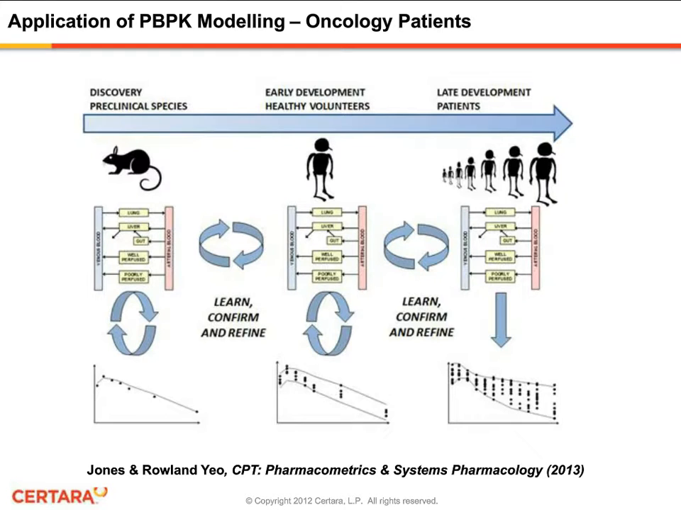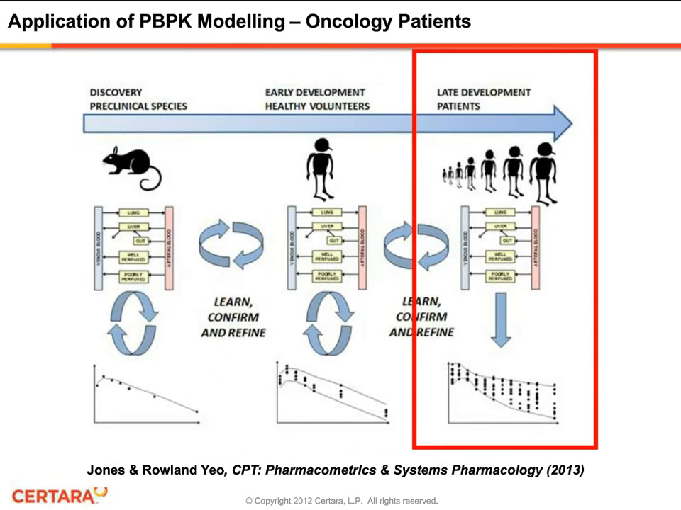So now what I want to talk about is how we actually go about applying this PBPK model to oncology patients, because everything I've talked about for drug X so far has been done in healthy volunteers. What we're really interested in is what happens in these oncology patients. So, as I've said, we've developed it in healthy volunteers, and now it's gone into oncology populations and we look at what happens.